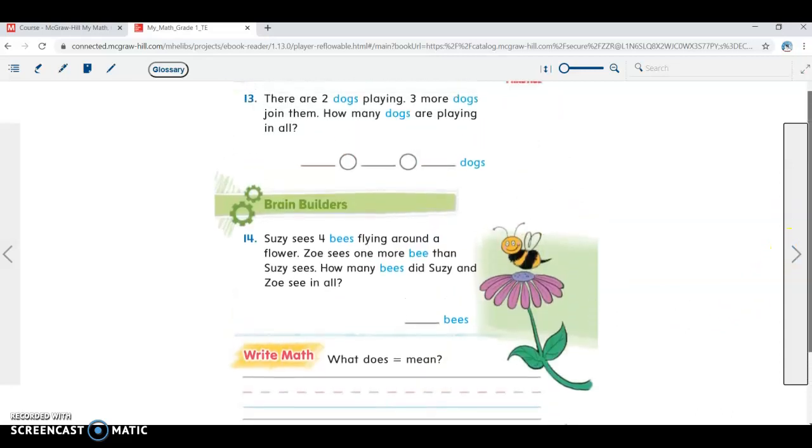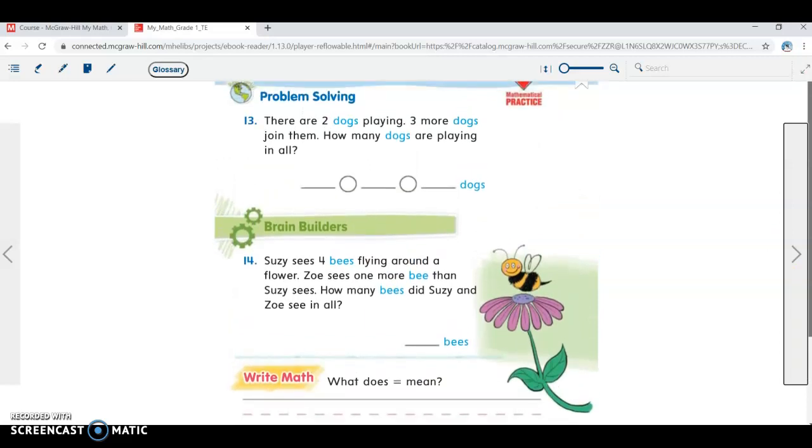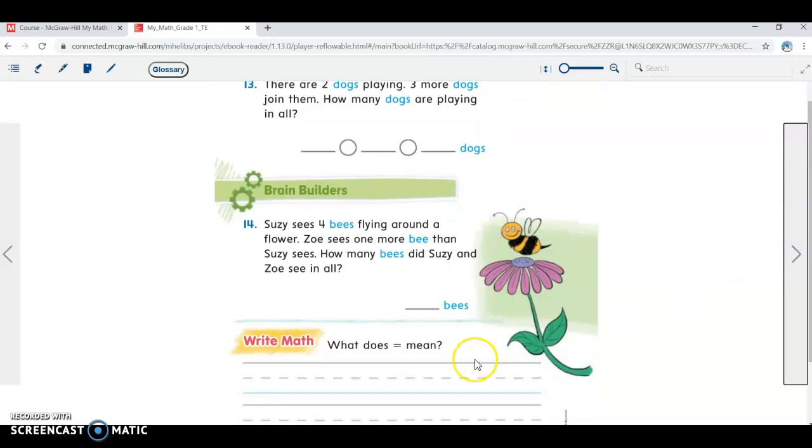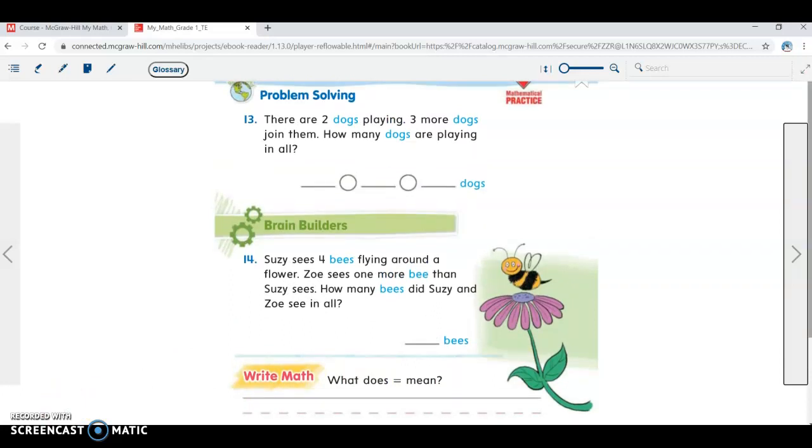our writing page in our back. So number 13, you're going to write number 13, and then again, you'll just need to write your number sentence there. And number 14, we don't need to necessarily see your work, we just want to see your answer. And then with our writing, we want to make sure that just below number 14, that you write and show us what the equal sign means. What does it mean? So that is your assignment for today.